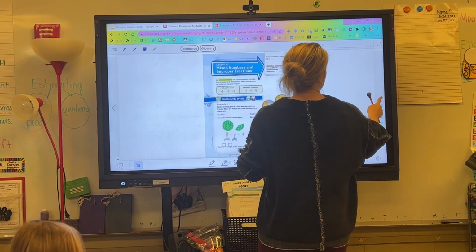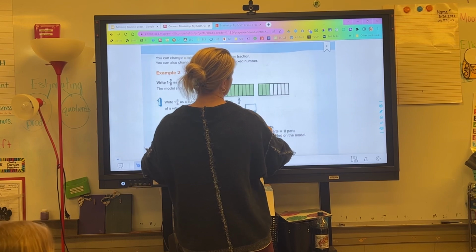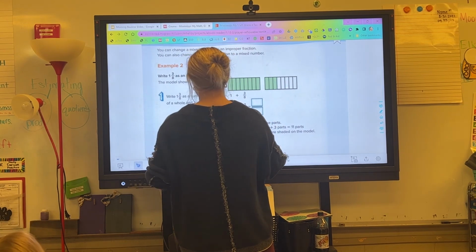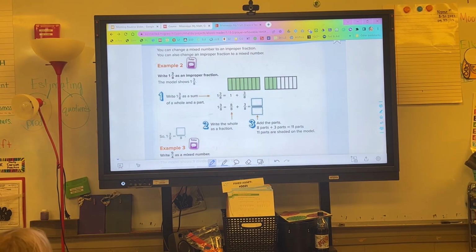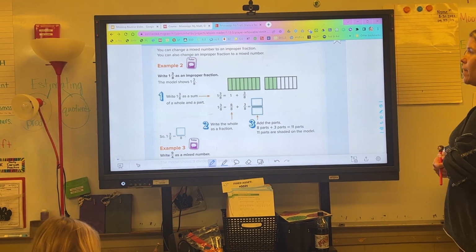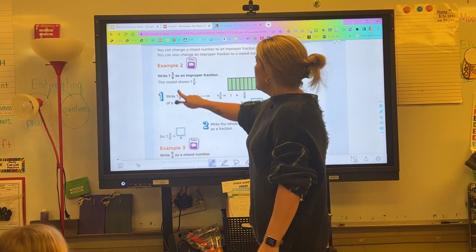Now, I know you can divide these small numbers, but I still have to see it because I need to know that you're putting your numbers in the right spots. All right, Kel, read at the top of this page for me, please, sir. You can change a mixed number to an improper fraction. You can also change an improper fraction to a mixed number. All right, good. So that's what we just did. We've kind of already talked about this. So now we're just practicing.